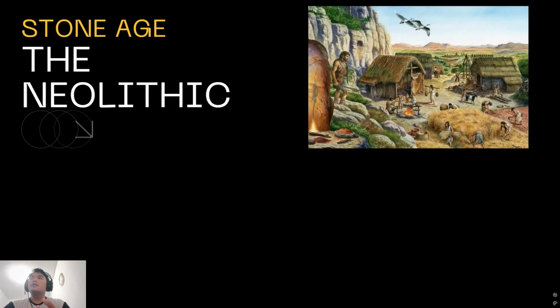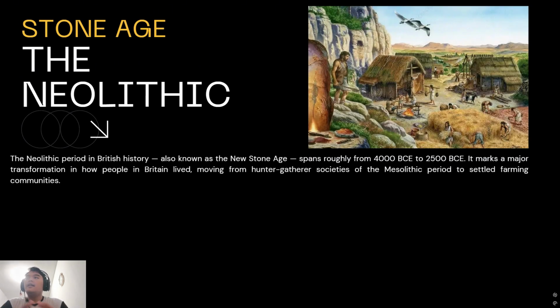Stone Age, the Neolithic. The Neolithic period in British history, also known as the New Stone Age, spans roughly from 4000 before Common Era to 2500 before Common Era. It marks a major transformation in how people in Britain lived, moving from hunter-gatherer societies of the Mesolithic period to settled farming communities.